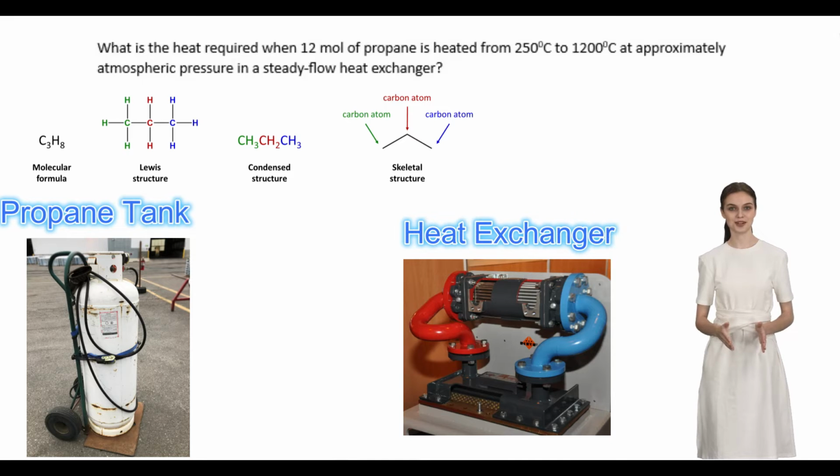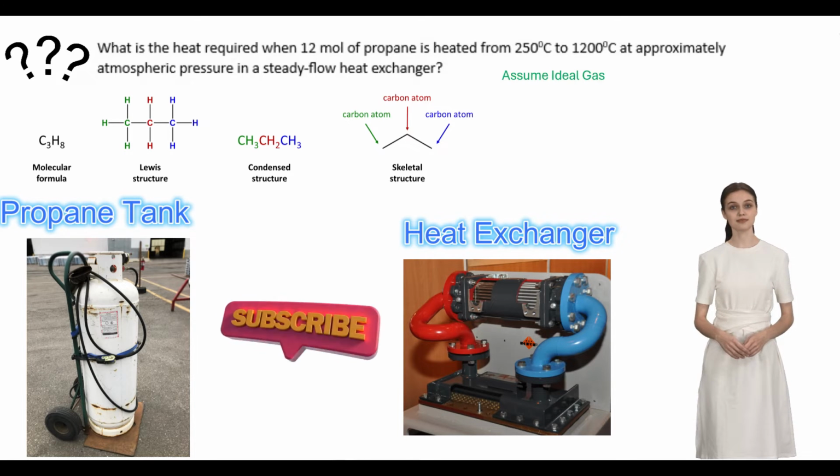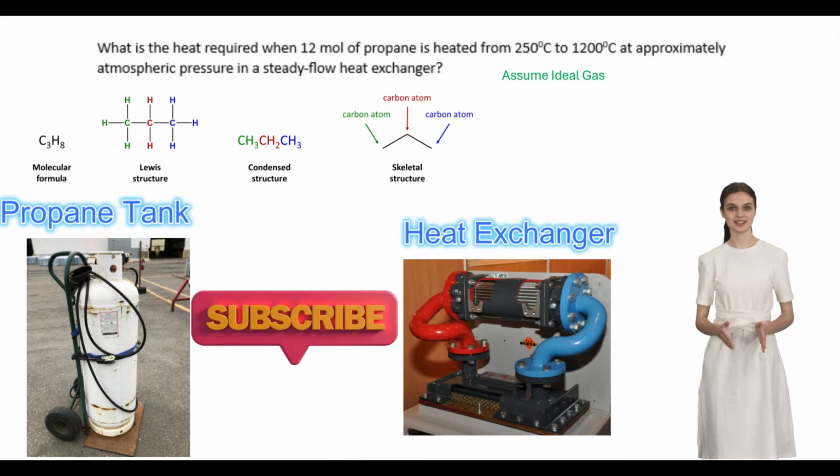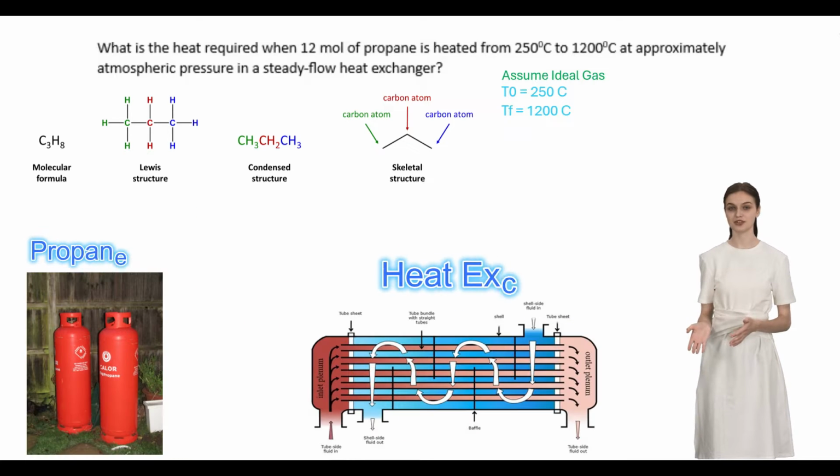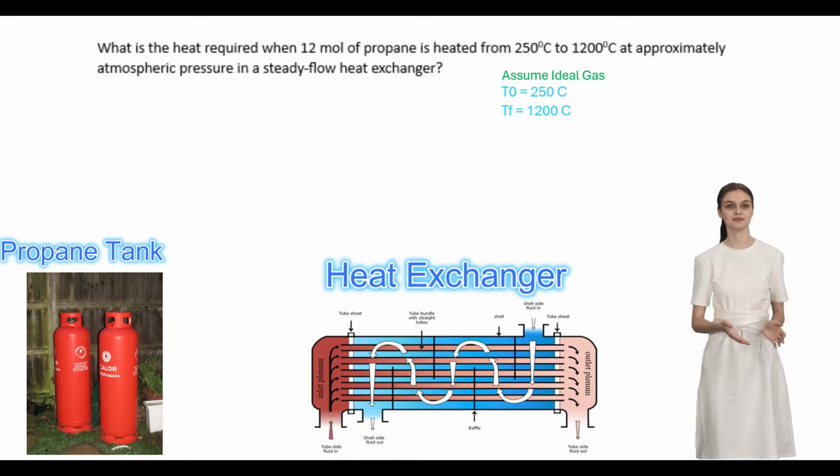Find the heat required when 12 moles of propane is heated from 250 degrees Celsius to 1200 degrees Celsius at approximately atmospheric pressure in a steady flow heat exchanger. First, assume ideal gas. You are given both the initial and final temperatures in degrees Celsius.